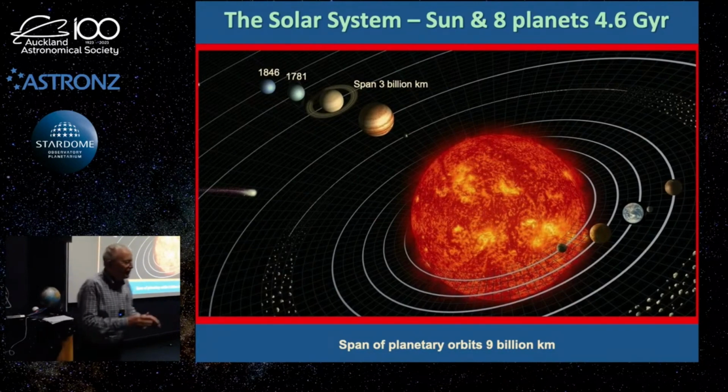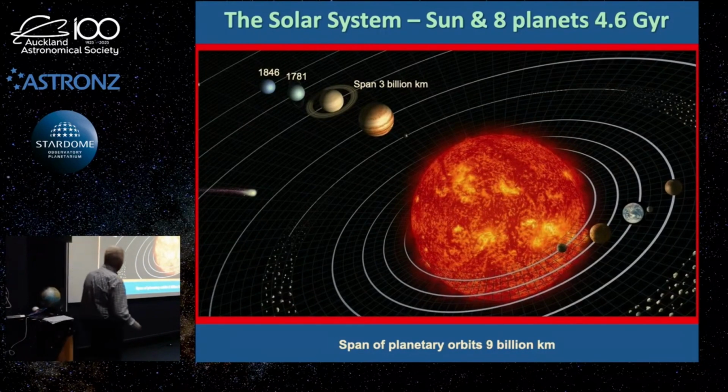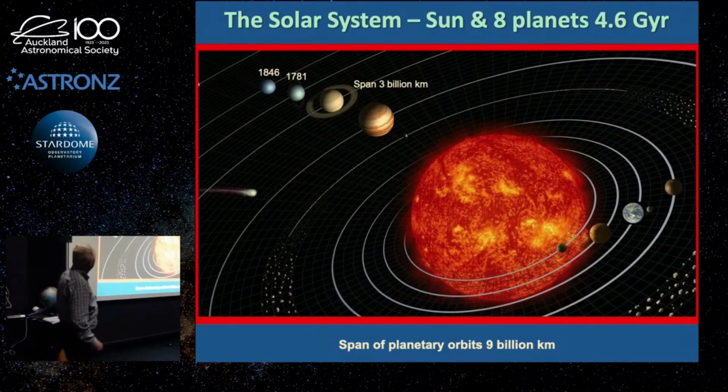Neptune, pardon me, a bit distracted. So there was Neptune, which was going out to 9 billion. So suddenly it took another 3 billion kilometre increase in span. The solar system took another big jump way out to a span now of 9 billion kilometres. So that's the span of the planetary orbits of the solar system.